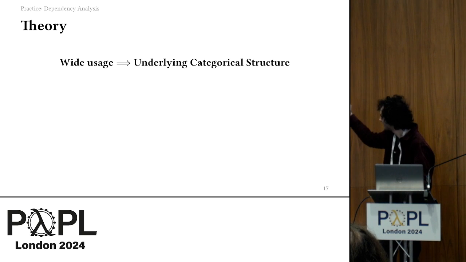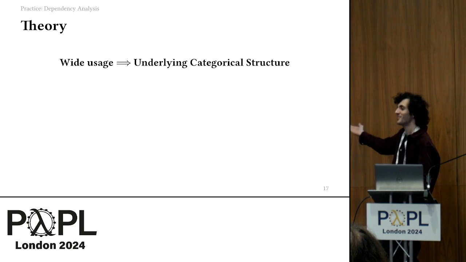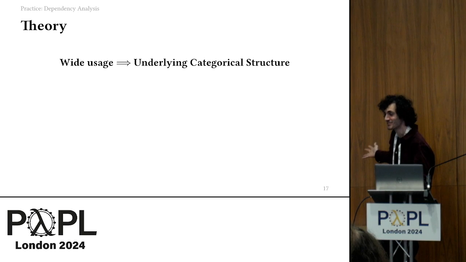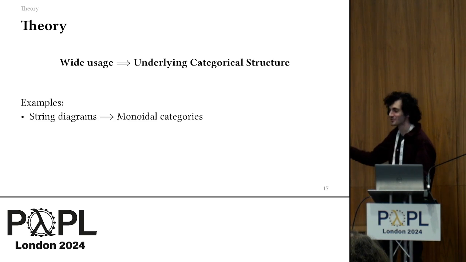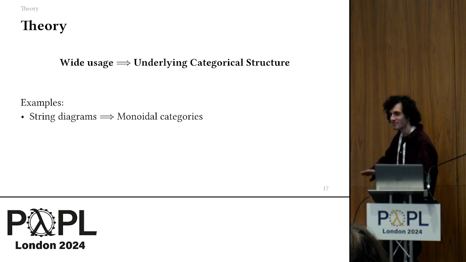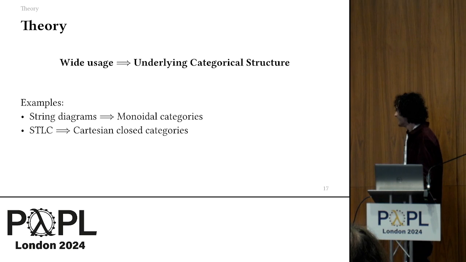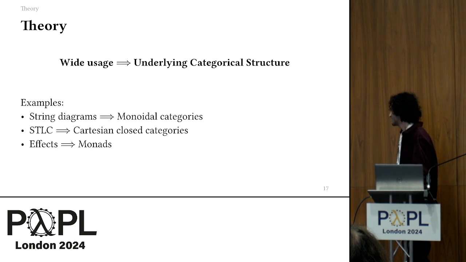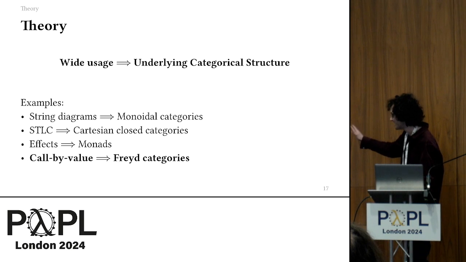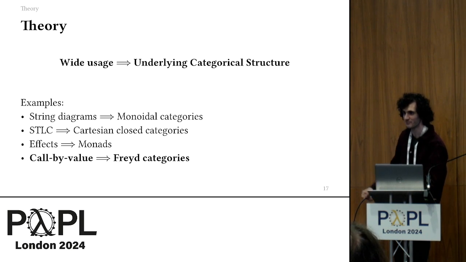And the dogma is that if something is widely used, it must have an underlying categorical structure. Why is this not true, right? As examples, string diagrams are, of course, always monoidal categories every single time, except the semi-monoidal cases. Then STLC is always a Cartesian closed category. Effects are always monads, except when they're not, because sometimes call by value is a Freyd category.